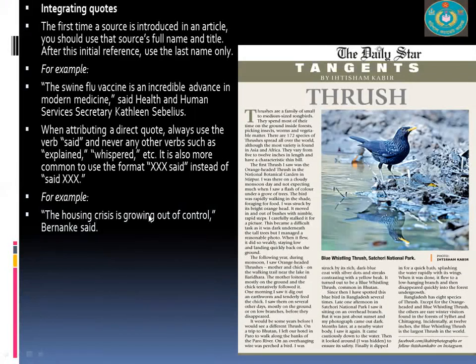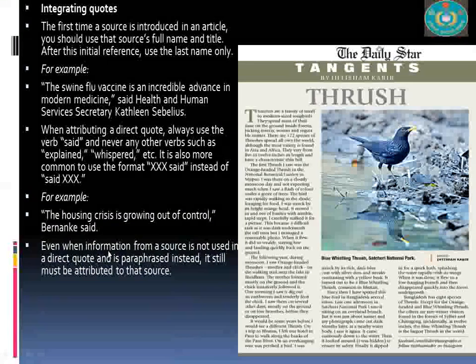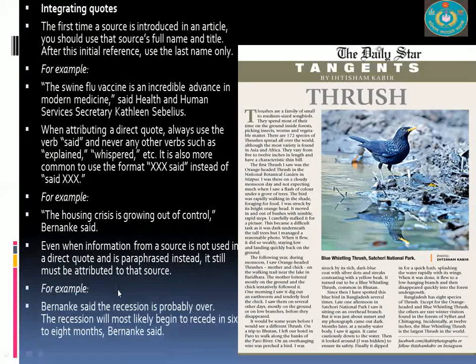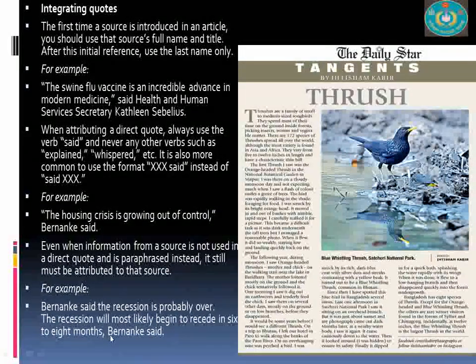Example, the housing crisis is growing out of control, Bernanke said. Even when information from a source is not used in a direct quote and is paraphrased instead, it still must be attributed to that source. For example, Bernanke said the recession is probably over. The recession will most likely begin to recede in 6 to 8 months, Bernanke said.